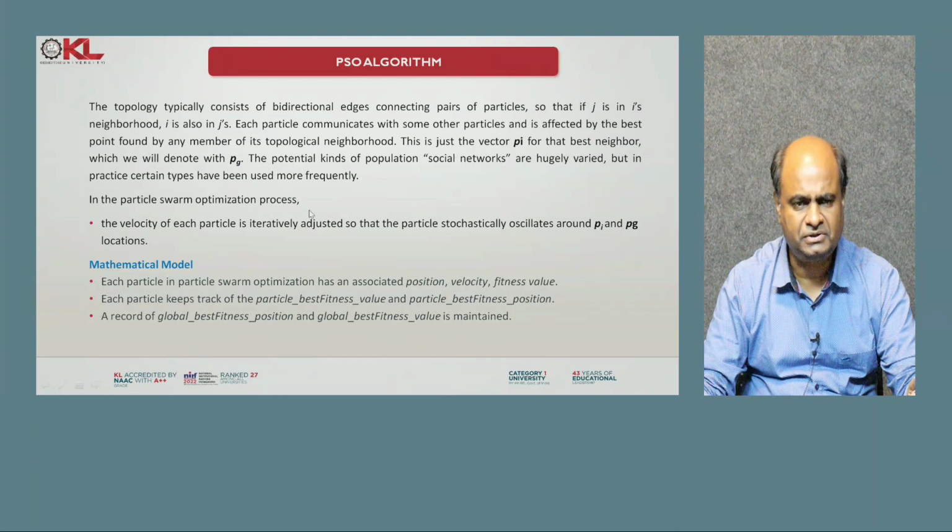In the particle swarm optimization process, the velocity of each particle is iteratively adjusted so that the particle stochastically oscillates around pi and pg locations. So the particle will be in your personal current location and next to your group or neighborhood position. Mathematical model: each particle in particle swarm optimization, PSO, has an associated position, velocity, and fitness value. Each particle keeps track of the particle best fitness value and particle best fitness position. A record of global best fitness position and global best fitness value is maintained. So using all these basic parameters, you implement the PSO algorithm.